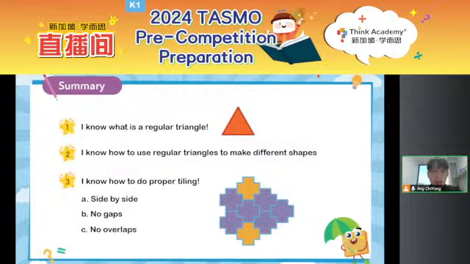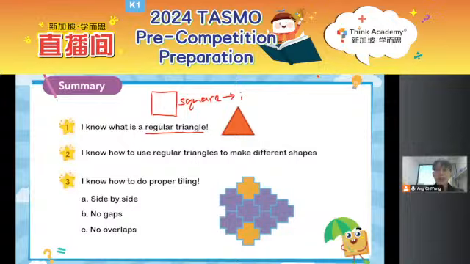there are a lot of things to know. Right, for shapes, what's the first thing you know? You know what a regular triangle is. Now, a regular triangle is not the only regular shape here. There are also other regular shapes. For example, what does this remind you of? This is a square. Is a square a regular shape? Is it regular?